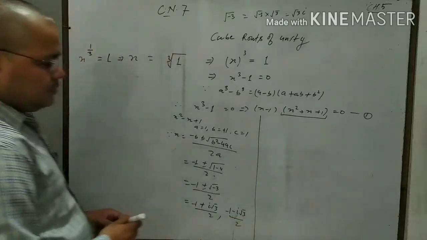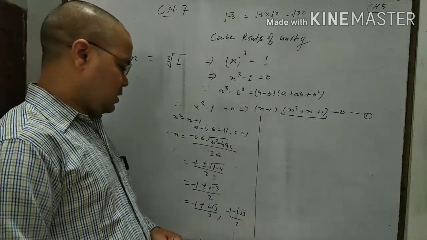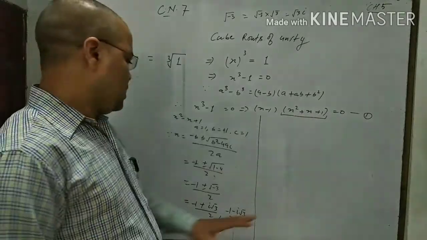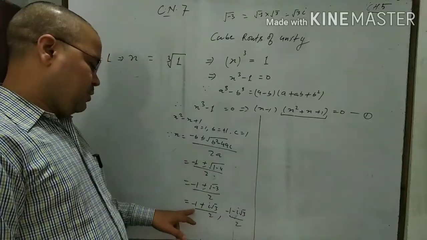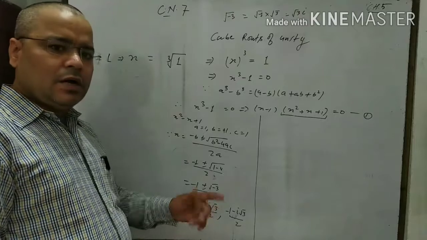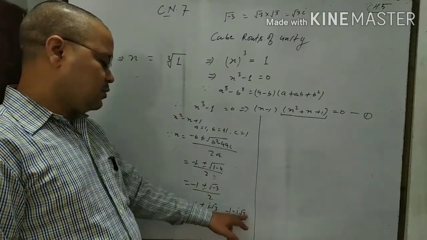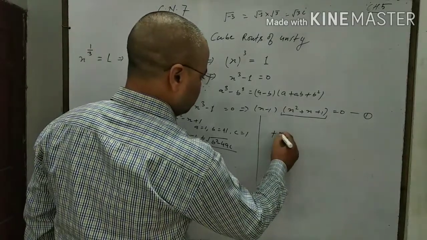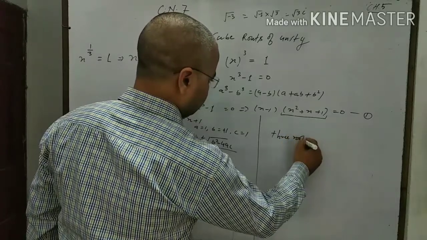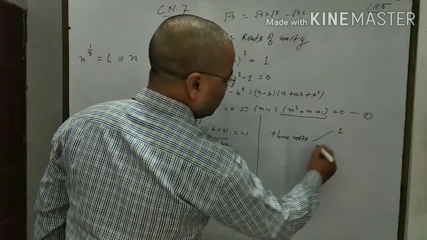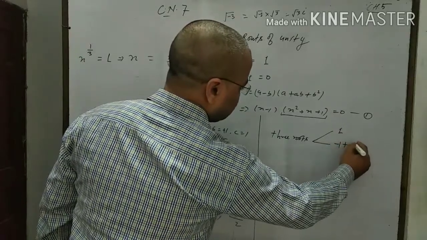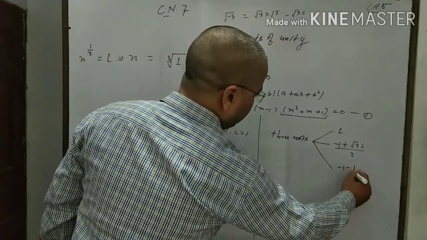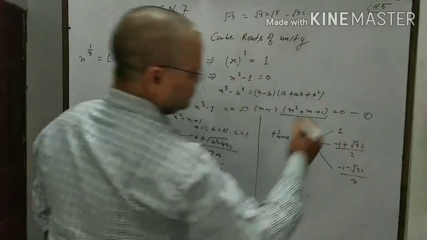Okay, it means the value of x using this x square plus x plus 1 will be minus 1 plus i root 3 by 2, and the second one minus 1 minus i root 3 by 2. It means there are 3 roots. The first one is 1, the second one is minus 1 plus root 3i by 2, and the third one is minus 1 minus root 3i by 2.